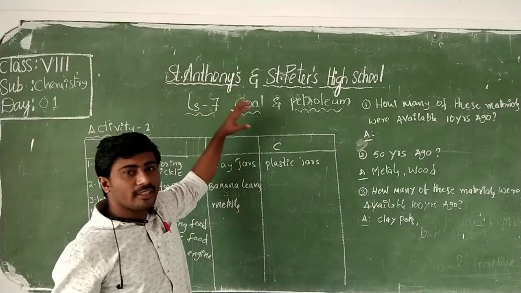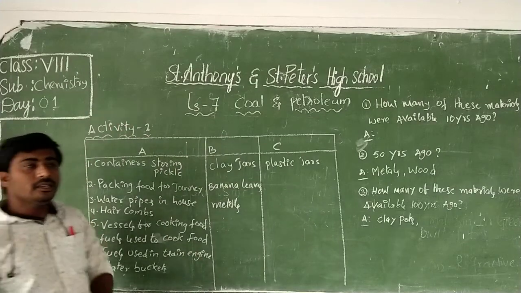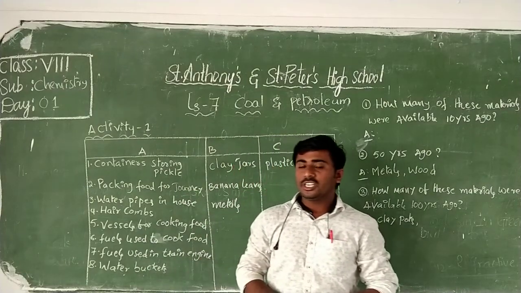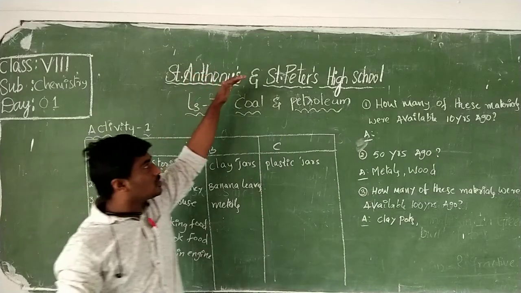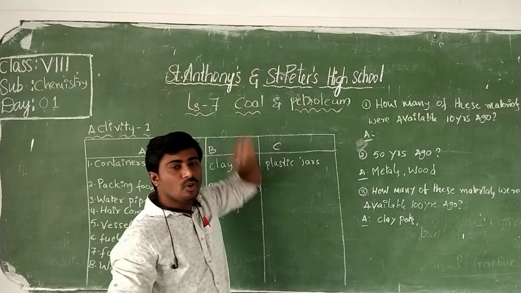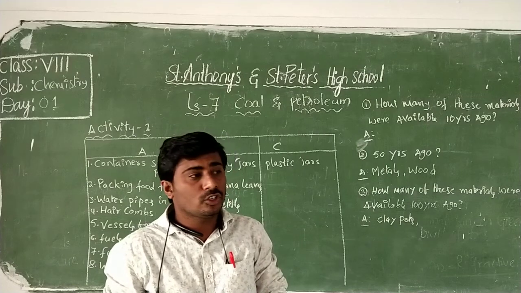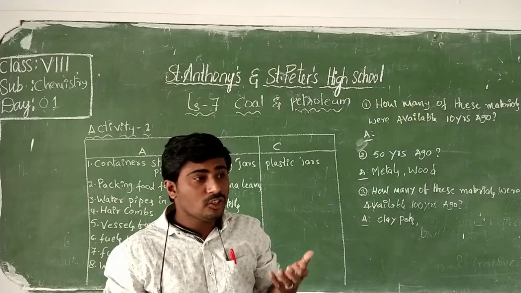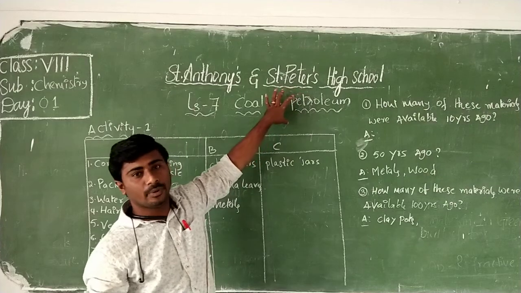Before going to the chapter, we have a small introduction part, that is Activity 1. Here the small story is that Diksha is an 8th class student. She tried to take a pickle jar from the shelf. When she was taking this pickle jar from the shelf, what happened? Her grandfather told her to be careful. Diksha said, don't worry grandfather, it is a plastic jar, it won't break.